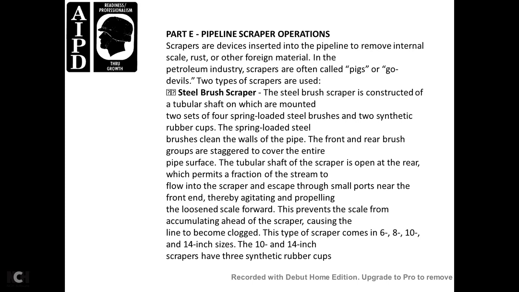The steel brush scraper is constructed with a tubular shaft on which are mounted two sections with four spring-loaded steel brushes each, and two synthetic rubber cups. The spring-loaded steel brushes clean the wall of the pipe. The front and rear brush groups are staggered to cover the entire pipe surface.